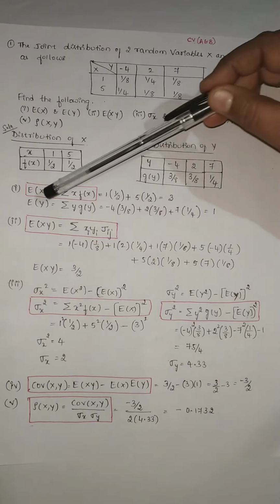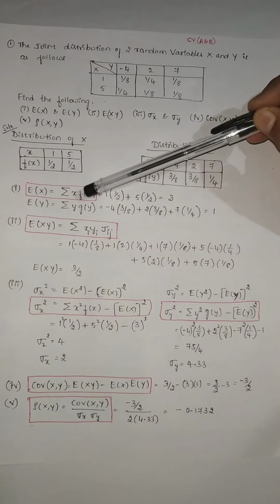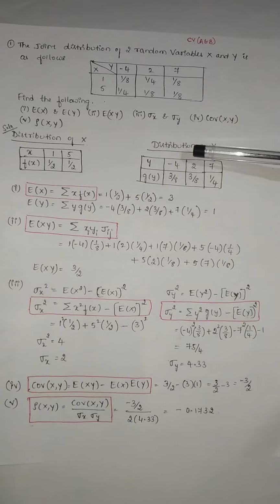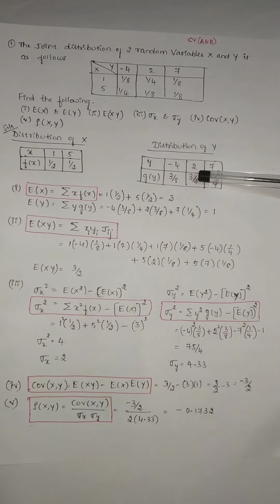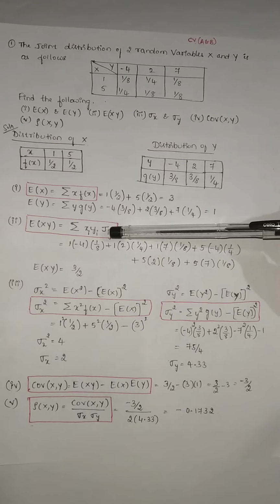In the same way, for the expectation of y, the formula is summation y into g of y, that is multiplication of -4 with 3/8 plus 2 into 3/8 plus 7 into 1 by 4. Simplify the expression and find the answer. Okay, and to calculate E of xy, the formula is summation xi into yj into jij.